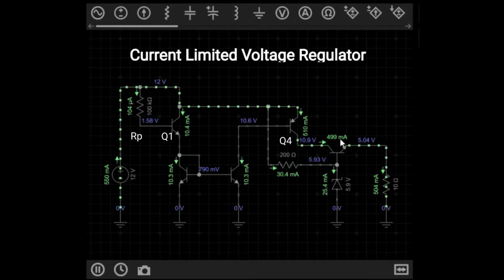At that point, Q3 here will develop a large voltage drop from collector to emitter in an attempt to maintain the constant current. In doing so, the input voltage here to the regulator drops below the minimum needed to maintain the regulated output voltage, just like what would happen with a current limited bench supply.